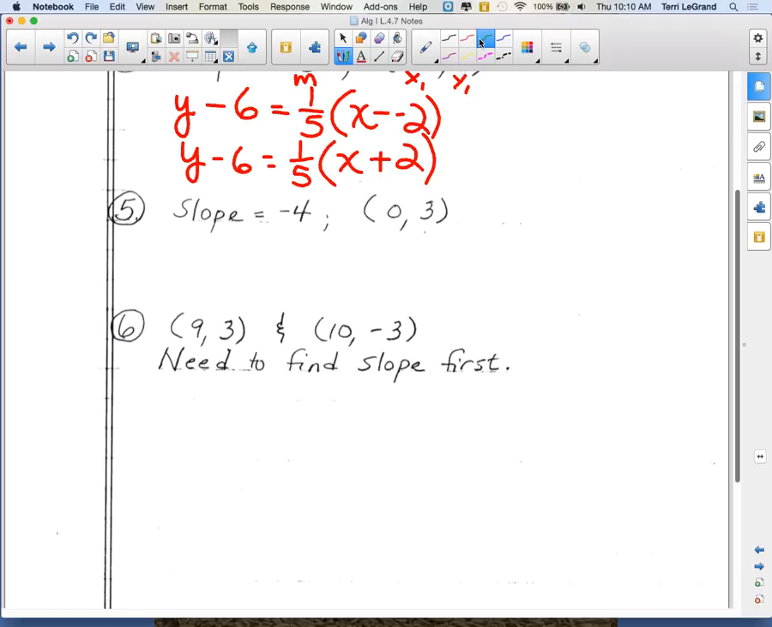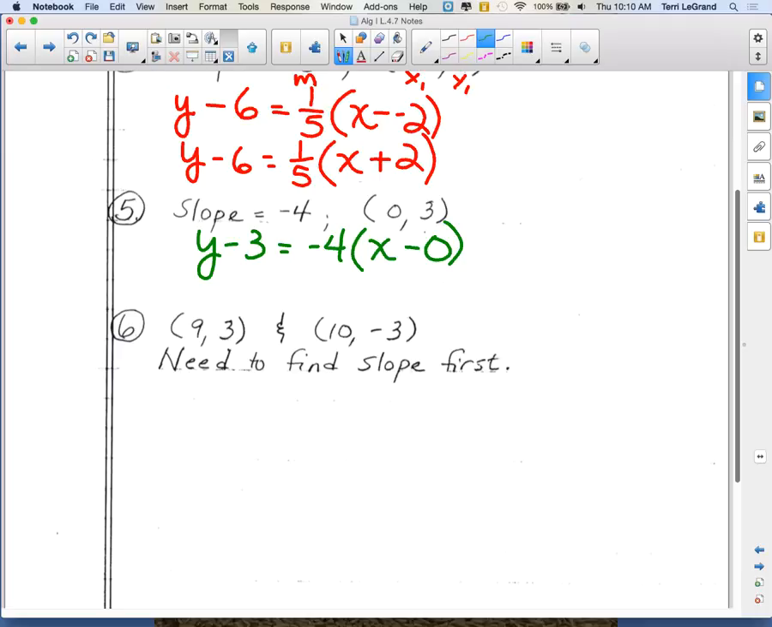Got this, Chase? Maybe. Okay, what is it? Y minus 3 equals -4 times x minus 0. That's right, he's got it. Any cleaning you have to do? No. We don't have any subtracting and negatives going on, so we can just leave it like it is.